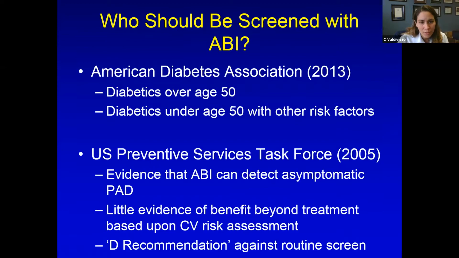According to the American Diabetes Association back in 2013, the recommendation has been to screen any diabetic over the age of 50 or any diabetic under the age of 50 with other risk factors. According to the USPSTF, there is evidence that ABI can detect asymptomatic PAD, but there's little evidence of benefit beyond treatment based upon cardiovascular risk assessment. And they gave it a D recommendation against routine screening, which is why it's maybe not been adopted to really screen anybody above the age of 70.